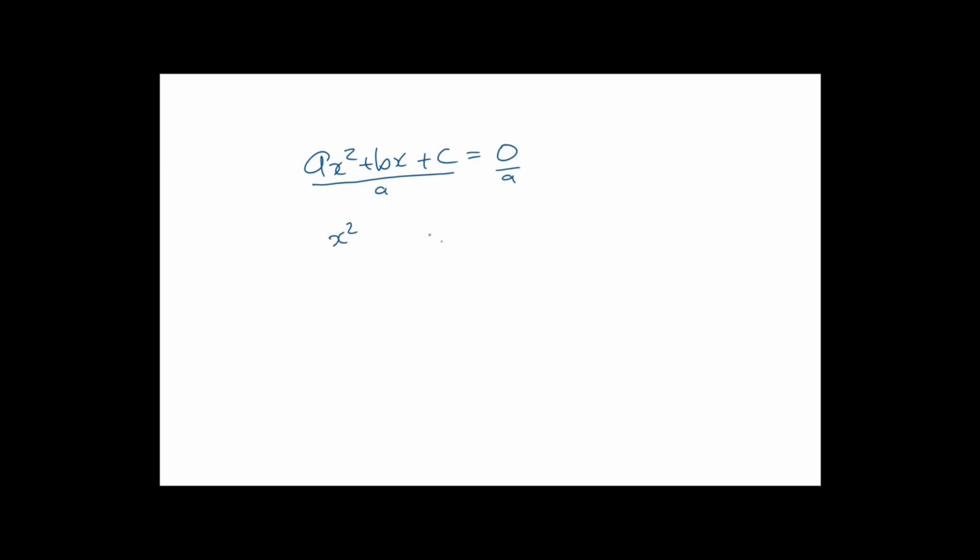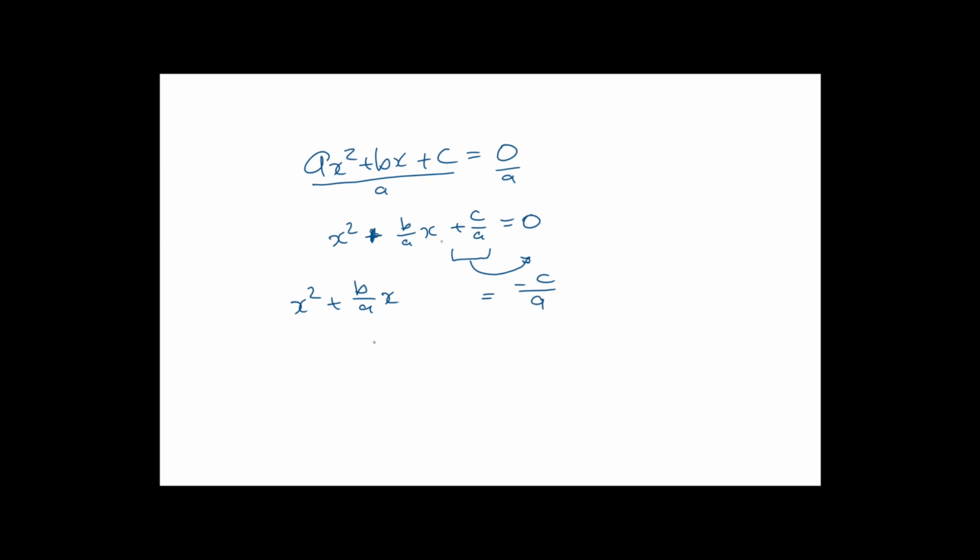So then we get x squared plus b over a x plus c over a equals 0, because 0 divided by a is still 0. And then we're going to bring this term over exactly how we did in completing the square. And we get x squared plus b over a x equals negative c over a.